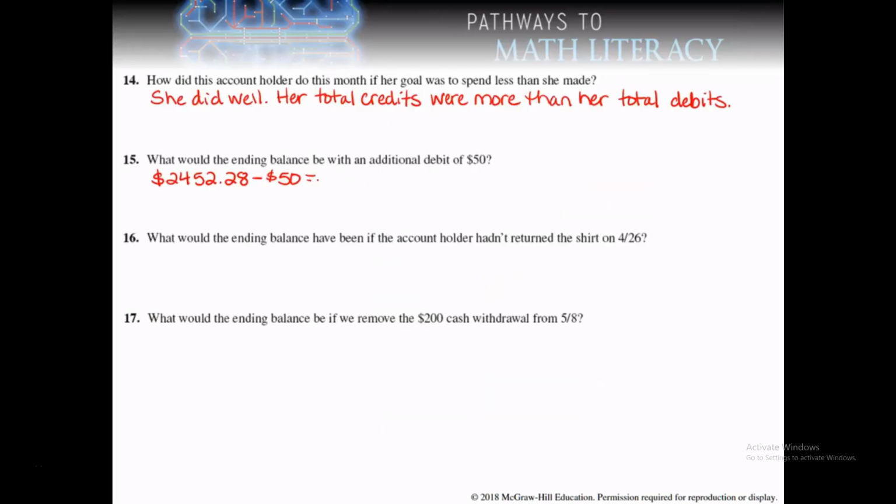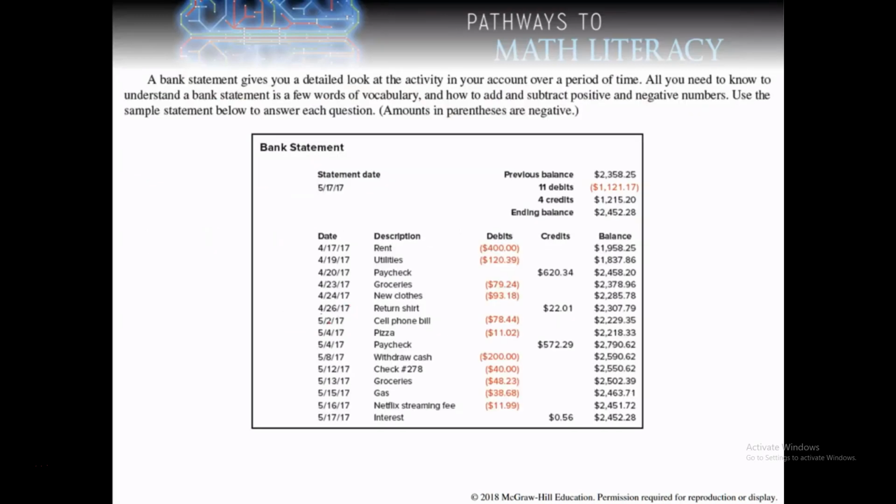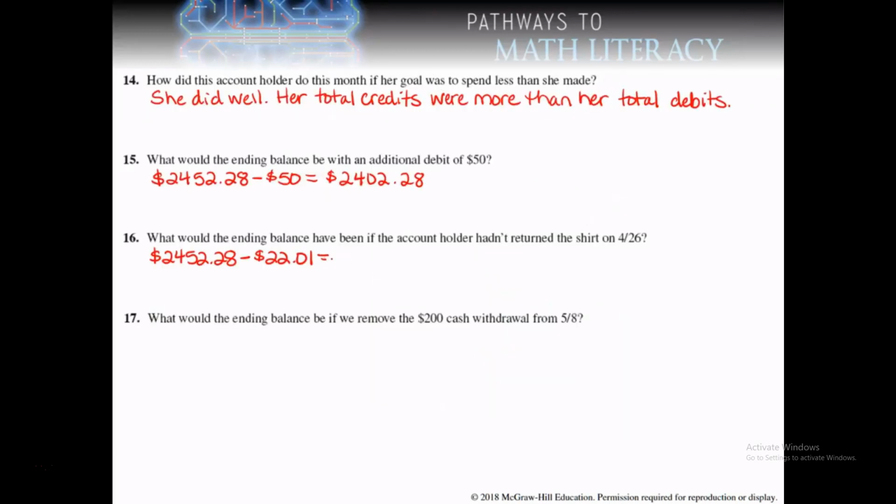$2,402.28. In 16, what would the ending balance have been if the account holder hadn't returned the shirt on April 26th? Let's go look at that. So on April 26th, she returned a shirt for $22.01. If she had not done that, then she would have $22.01 less than she does now, which would leave her instead with $2,430.27.